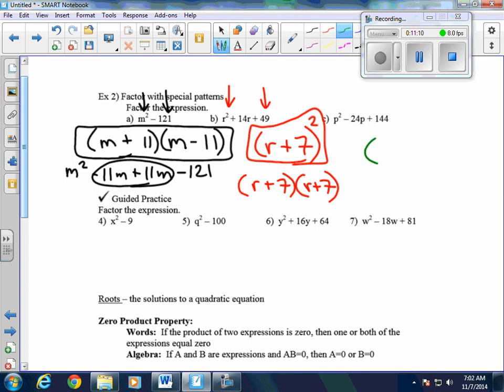Next one, perfect square, minus sign this time. So I know this is going to be p minus 12. And if you take these and check it, it will work, because that's negative 12p, double it, because we have two of them, so that's negative 24p, and so there's your answer. All right, so go ahead and pause the video, and you can check questions 4 through 7 quickly.